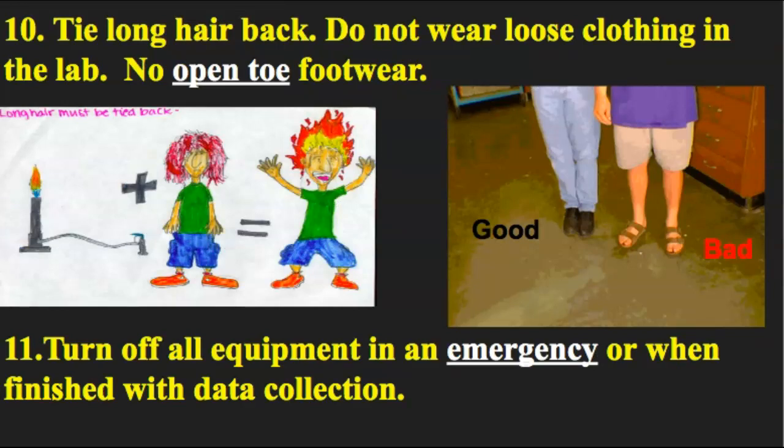Number 10, tie long hair back. Don't wear loose clothing in the lab. And no open toe footwear. I gave you a little example over here. Since we're using Bunsen burners, those are little blowtorches in essence, and they have exposed flames, so you want to make sure that your long hair doesn't get caught up in that flame. We'll do some demonstrations to show you why, and loose clothing also will get caught up. It could potentially get caught up in that flame and also be a major fire hazard.